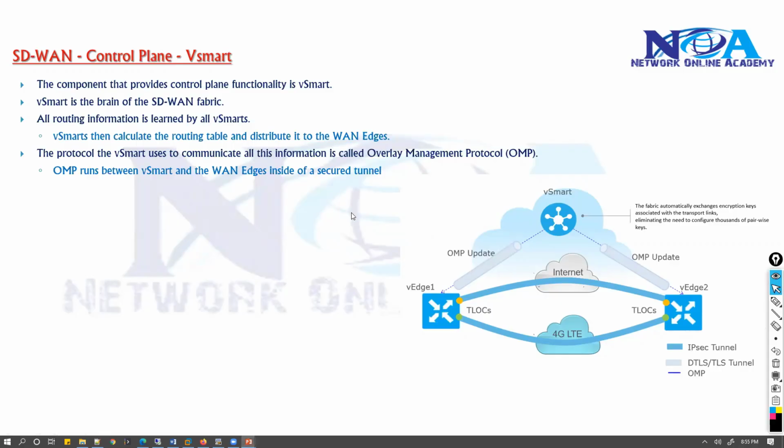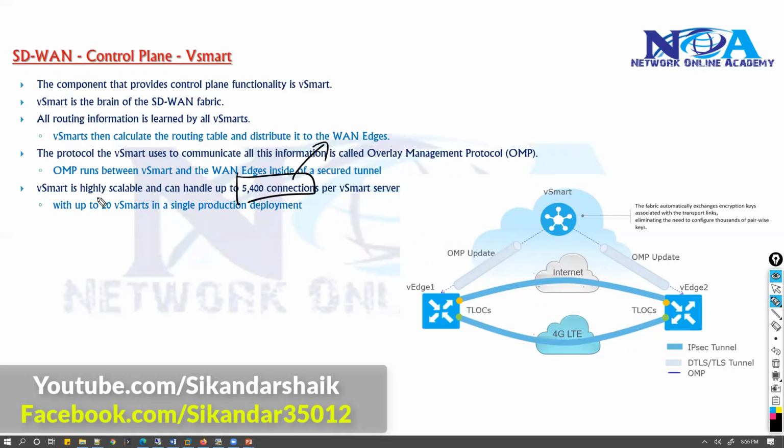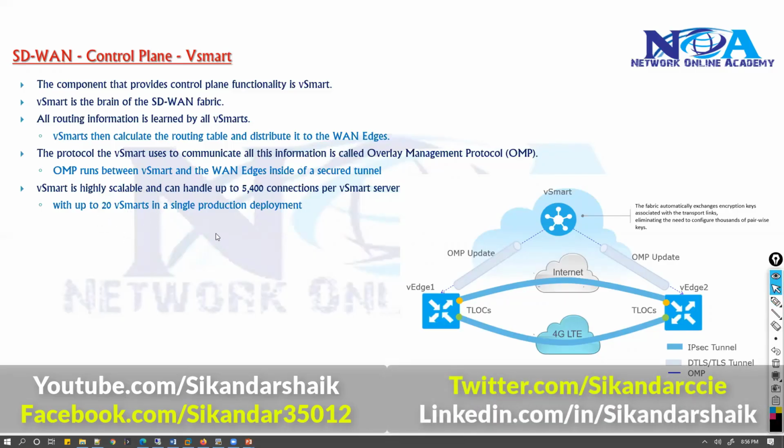vEdge devices. So the actual data plane traffic again goes directly, but the control plane traffic is going via vSmart. The vSmart is going to implement the policy and the connectivity, how the data will be forwarded. That database is being built by the vSmart. Now again, the vSmarts are highly capable. It can handle up to 5,400 connections per server. And of course, if you want redundancy, you can add up to 20 vSmarts in one single production deployment.